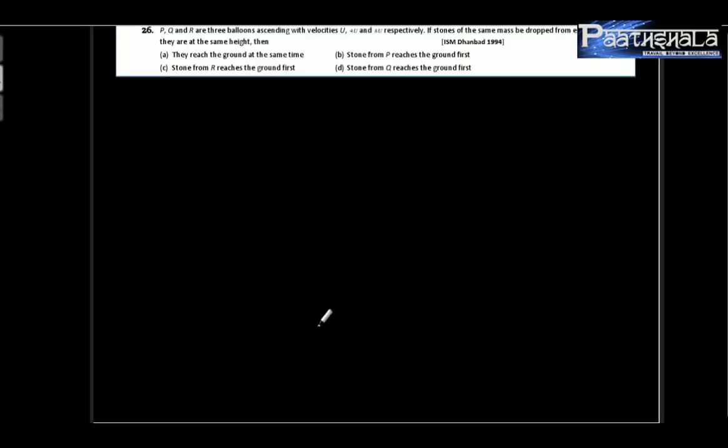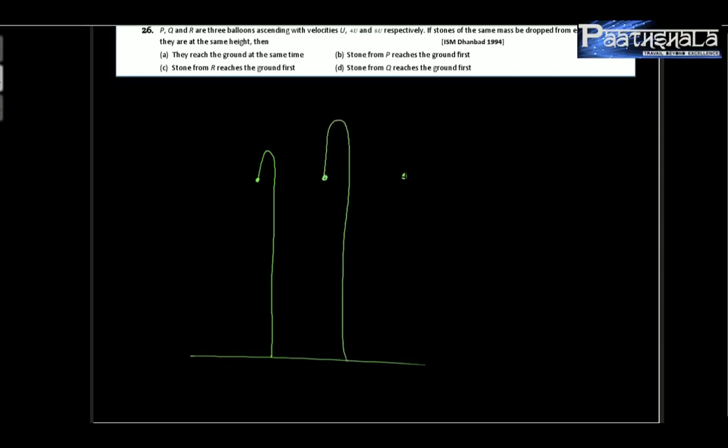Next. P, Q, R are three balloons ascending with velocities u, 4u and 8u. If stones of the same mass are dropped from each when they are at the same height, then, okay, this is easy to answer. The stone going up with a velocity u will go something like this. The stone going with a velocity 4u will go something like this. The stone going with a velocity of 8u will go something like this. Alright? And they have asked which stone reaches the ground first.